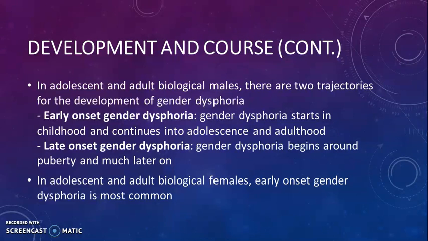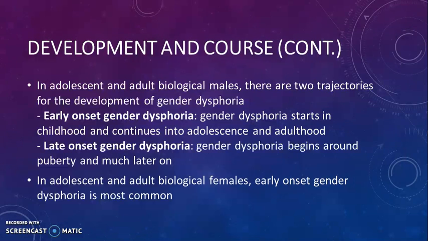So in adolescent and adult biological males, there are two trajectories for the development of gender dysphoria. The first is early onset gender dysphoria, where the gender dysphoria starts in childhood and continues into adolescence and adulthood. Sometimes there will be a period where the gender dysphoria stops for a short period of time and then starts up again. When the reoccurrence happens, clinical consultation is usually pursued, usually for hormone treatment or sex reassignment surgery.